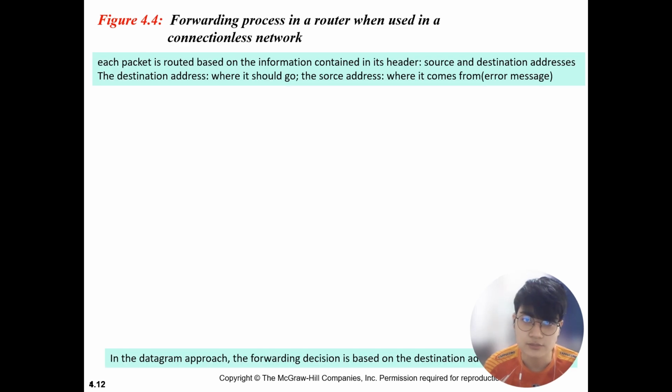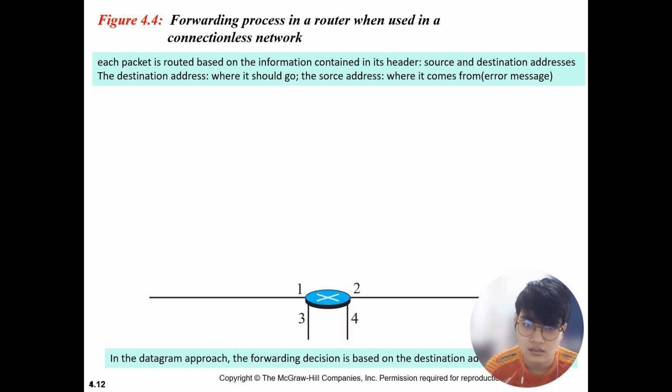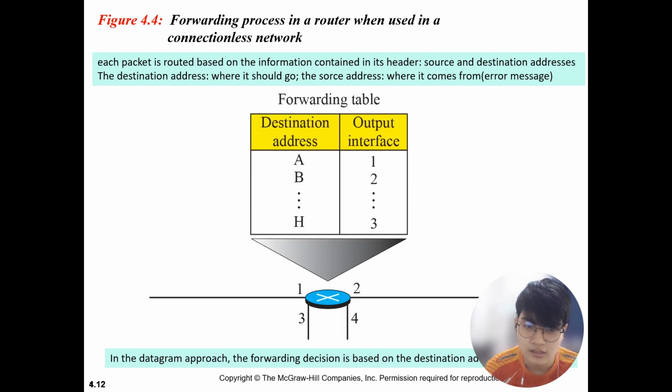Forwarding process in a router when using a connectionless network. Each packet is routed based on the information contained in its header: source and destination address. The destination address says where it should go, and the source address says where it comes from. In the datagram approach, the forwarding decision is based on the destination address.